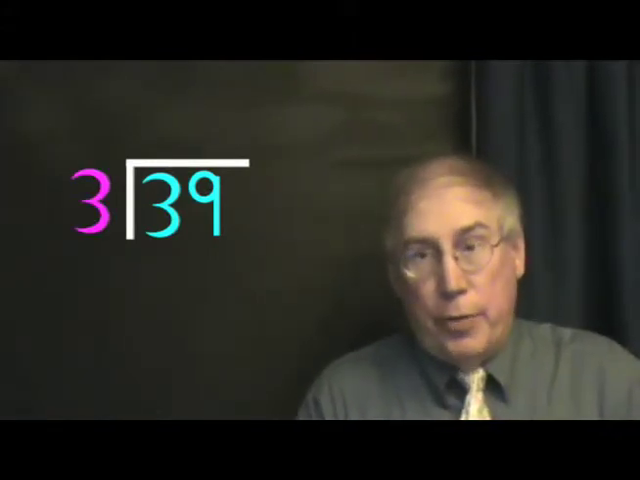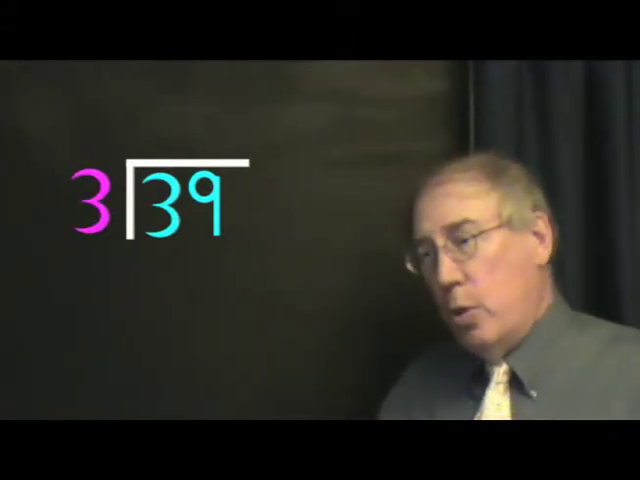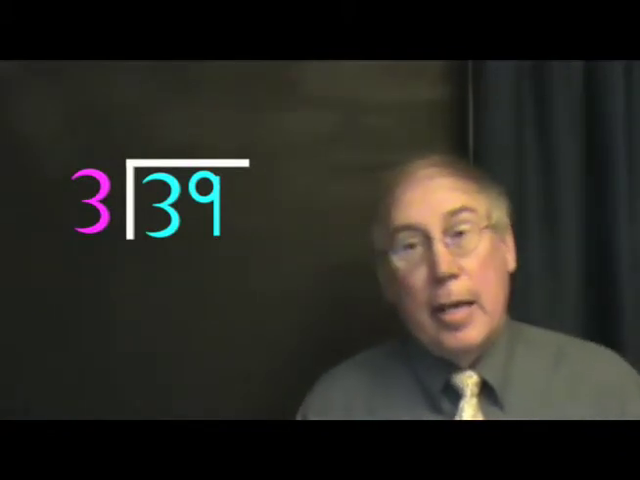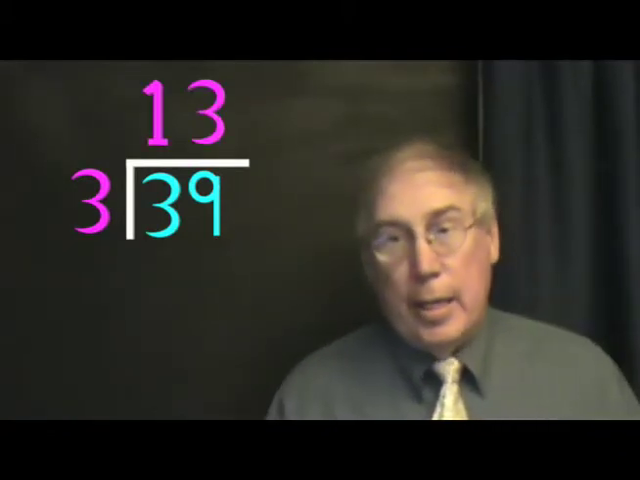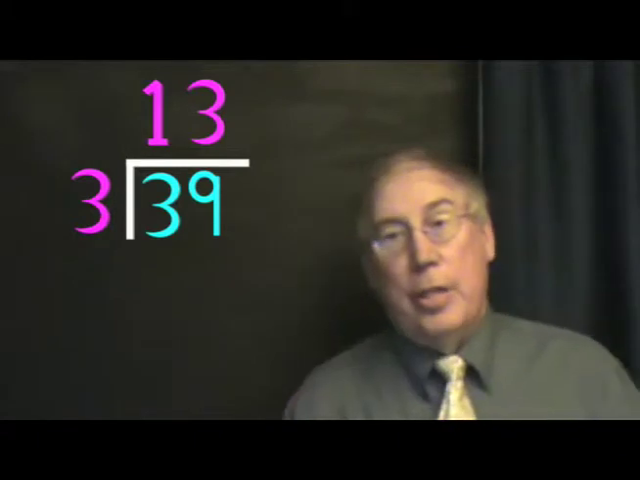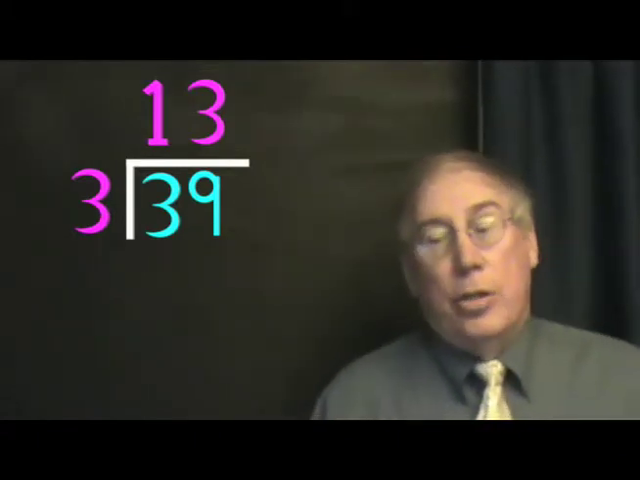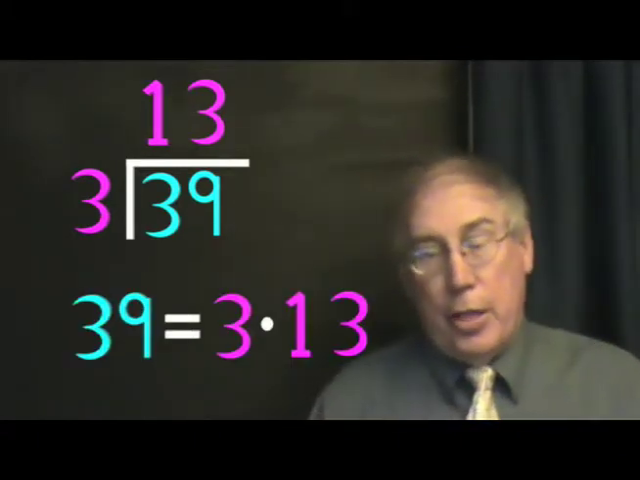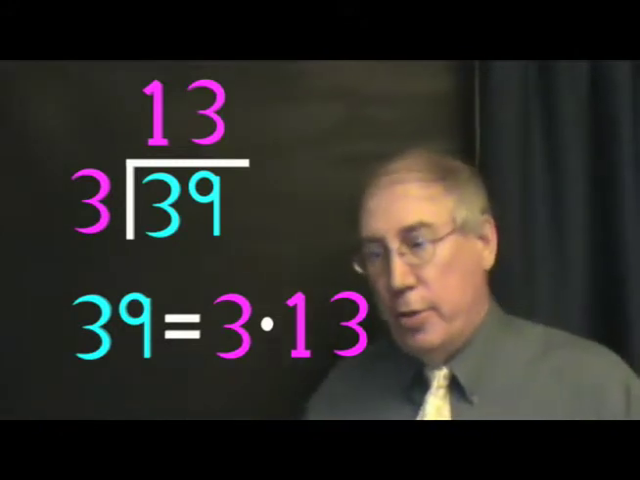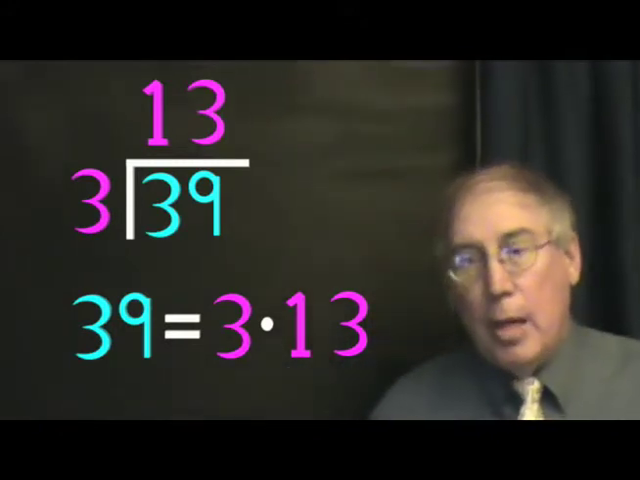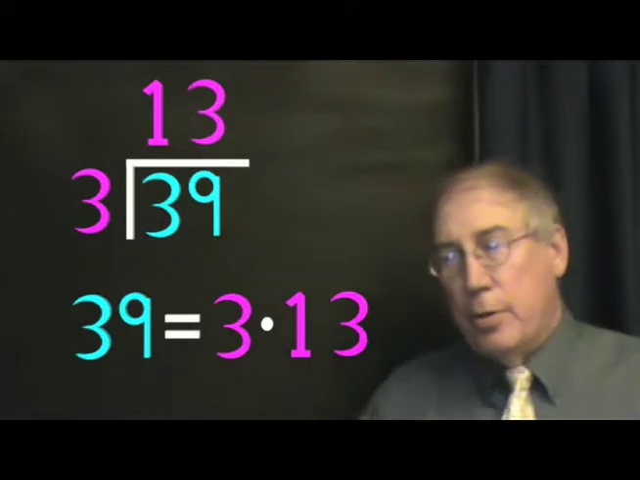Now let's look at 39. I want to find the unique prime factorization of 39. Well, 3 will go into 39, and it will go in there 13 times. Both 3 and 13 are prime numbers. So the prime factorization is 3 times 13. And notice that 3 divides into 12 if you add the 3 and the 9 together.